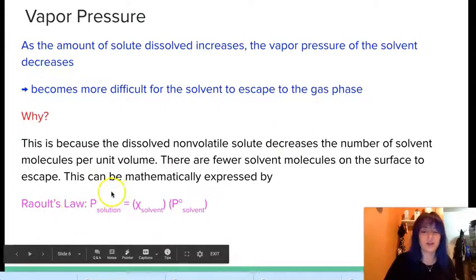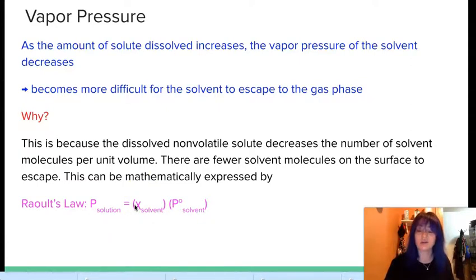This is just showing you how the proportion, this is mole fraction here, how the proportion of solvent to solution is going to have an effect on the vapor pressure. So it's really a proportionality thing. How much surface is solvent, right? It's only a fraction, so you're only going to have a fraction of the vapor pressure.